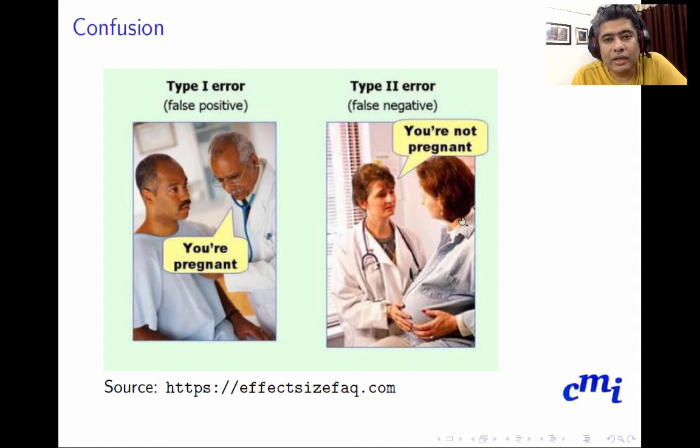On the other hand, if there is a woman who is going to deliver a baby very soon, visibly pregnant, and the test is saying that you are not pregnant, that means the test is giving a negative result, then this kind of result is called a false negative or type 2 error.